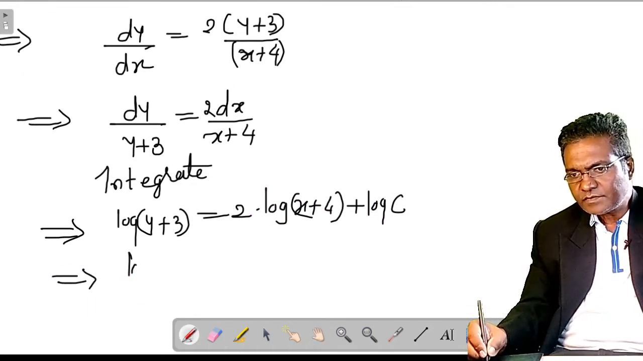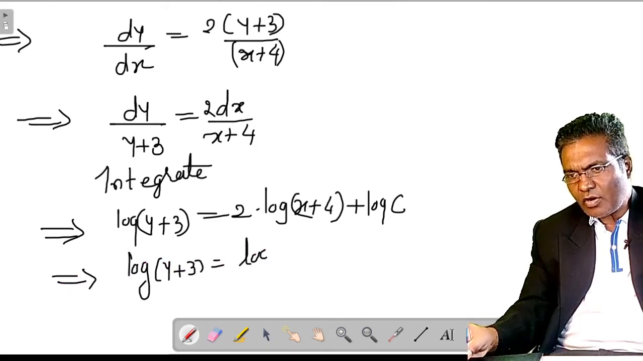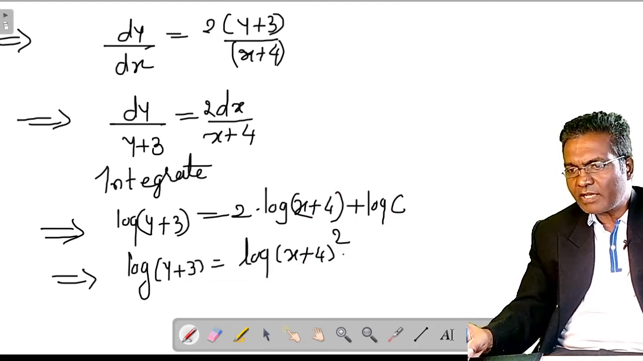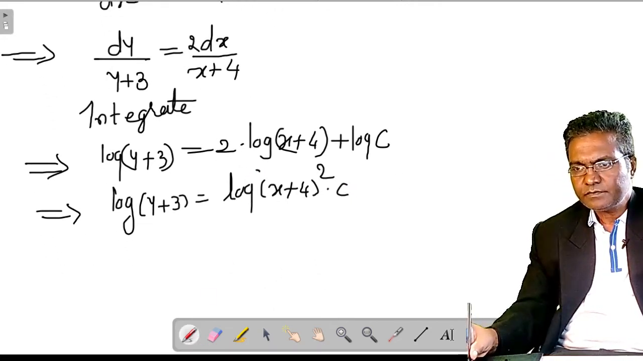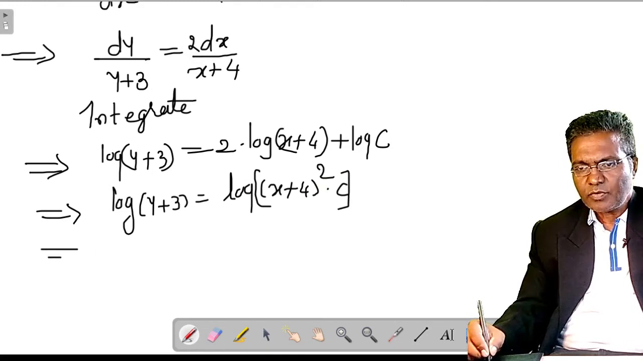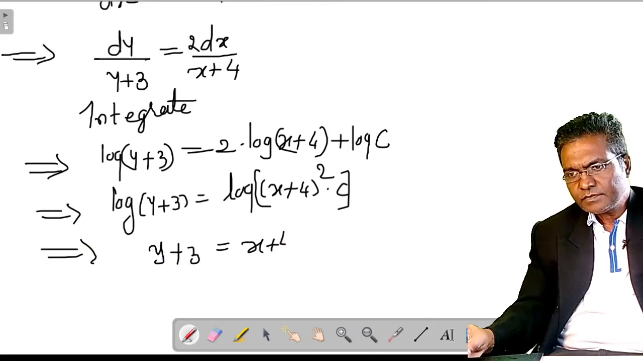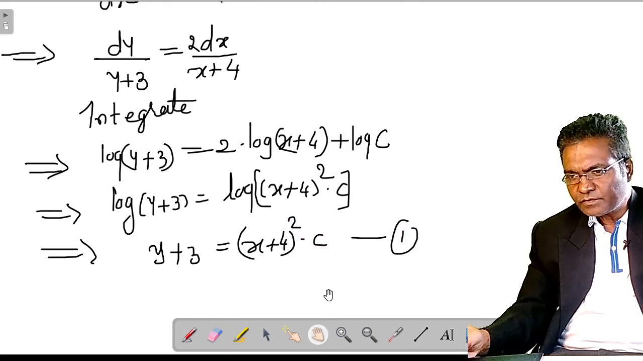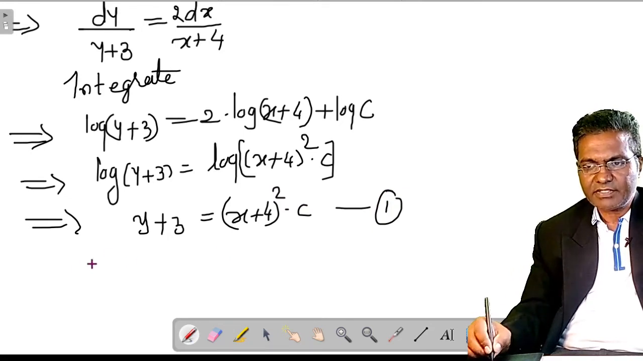Further, you can write log of (y plus 3) is equal to log of (x plus 4) whole square, and log m plus log n becomes log mn, and you can write c here. I reduced one step. So taking antilog on both sides, I can write y plus 3 is equal to (x plus 4) whole square into c. So this is the general solution, or the curve, for the given differential equation.